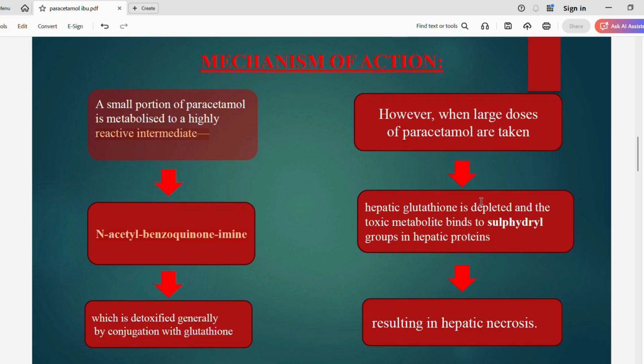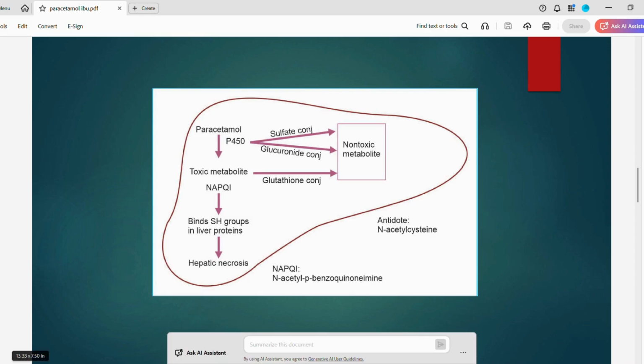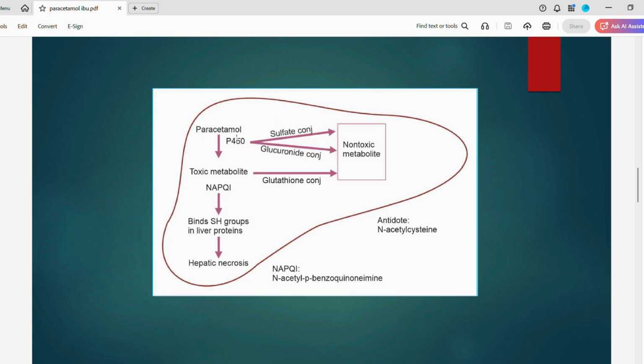Okay, so see here, now we will see how toxicity occurs in the liver. So first, the paracetamol is metabolized in the liver and gets converted into the toxic metabolite, that is N-acetyl benzoquinone imine, which then binds to sulfhydryl groups in the liver proteins, and which causes hepatic necrosis.